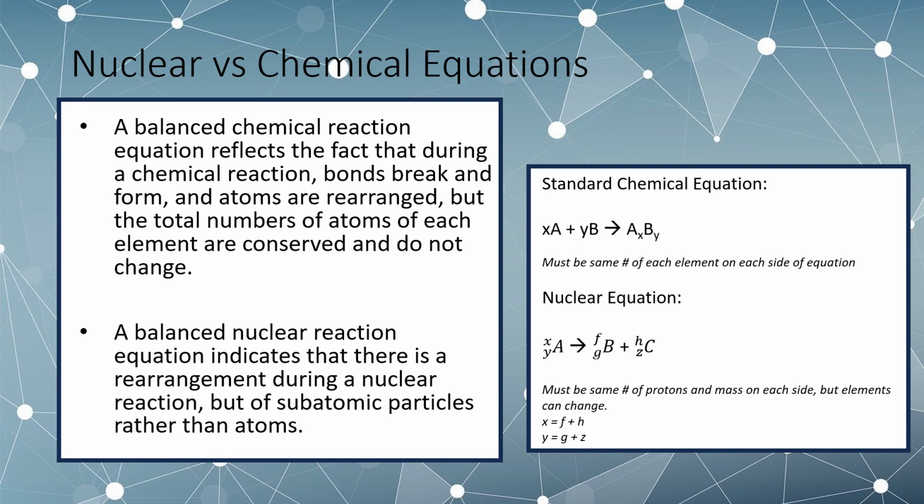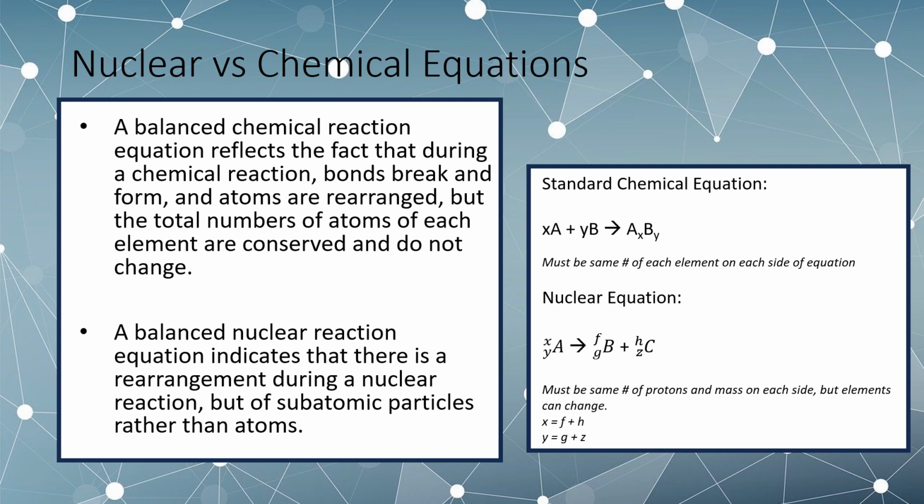Now, a balanced nuclear equation, on the other hand, doesn't deal with atoms. It actually deals with the subatomic particles. That is, our neutrons, protons, and electrons. So a balanced nuclear reaction equation indicates there is a rearrangement during a nuclear reaction, but of subatomic particles rather than of atoms. So that means whatever protons and neutrons are on the left-hand side must be on the right-hand side. And you can see that in our nuclear equation on the right here.